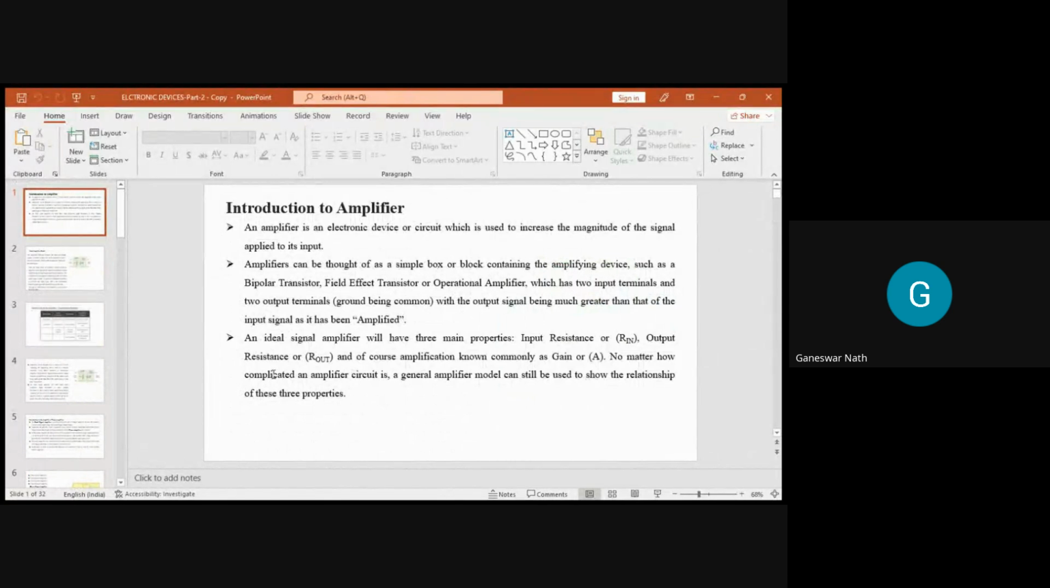So all of you know, what is an amplifier? An amplifier is an electronic device, or a circuit, which is used to increase the magnitude of the signal applied to the input. Basically we can enhance the strength of any input signal. So the signal may be a picture, may be a simple sound, or maybe any type of electronic sensing signal.